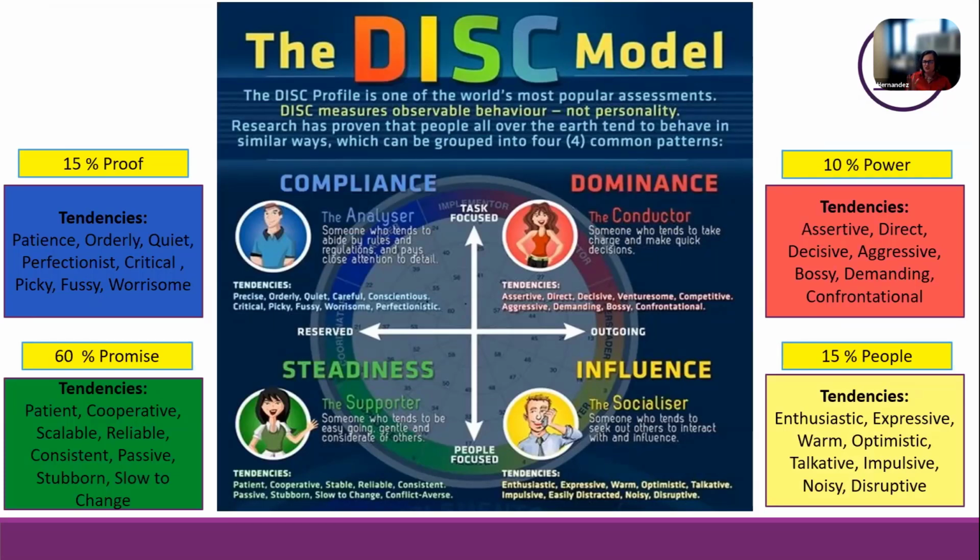Now, this information is aggregated from people that have actually taken the DISC test, okay? It doesn't cover the whole population because there are many people that have never taken the DISC, but this is the data that has come from the people that have. About 10% of the people are possibly D. And again, these people are identified with power, okay? They're just power players. Their tendencies are to be assertive, direct, decisive, aggressive, bossy.